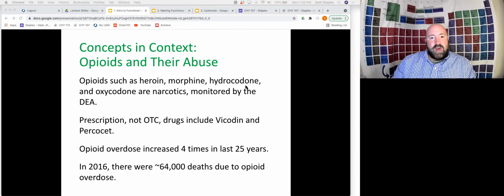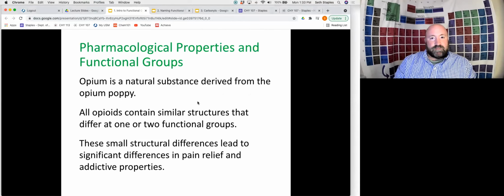And it turns out, if you didn't know this, opium is a natural substance derived from the opium poppy. All opioids actually have very similar structures that only differ by one or two functional groups. And that's the lead-in and why they're relevant for our discussion here, as we start talking about functional groups. Functional groups are different parts of a molecule that really lend it its chemistry.